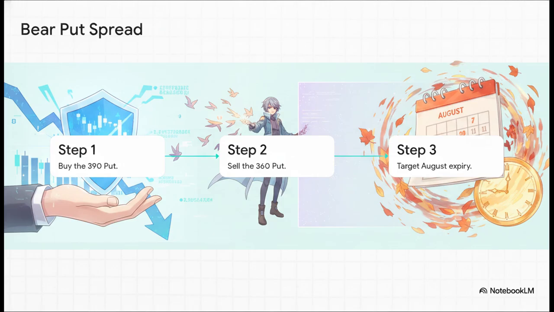Now, what if you have a larger position? The source walks us through a precise options framework to protect against a potential drop, allowing you to avoid a taxable sale of your underlying shares. The strategy is a bear put spread. Step 1, buy the 390 put. Step 2, sell the 360 put. Step 3, target an August expiry to cover that historically volatile seasonal period. This exact setup protects against a $30 drop, making it a highly effective way to manage short-term downside risk.